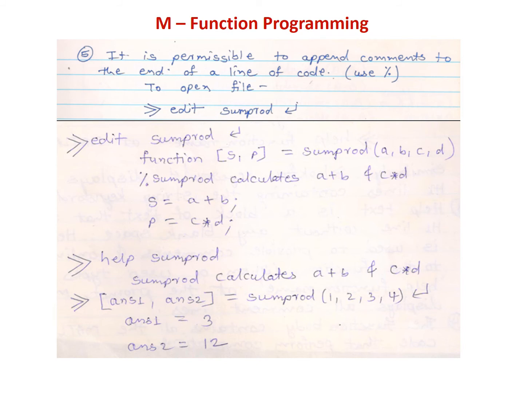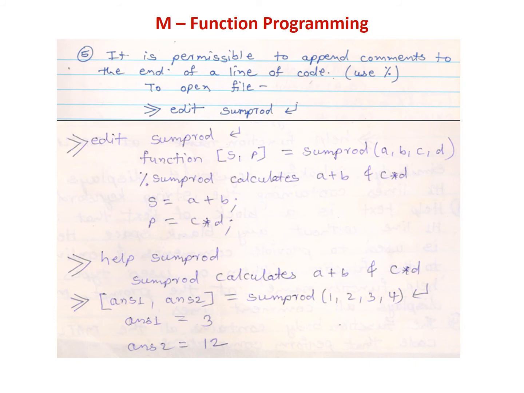After this, s is equal to a plus b and p is equal to c into d. Now at the prompt, if you type the command help sumprod, it displays the H1 line, that is, sumprod calculates a plus b and c into d.